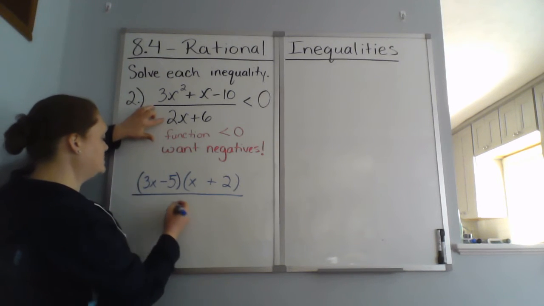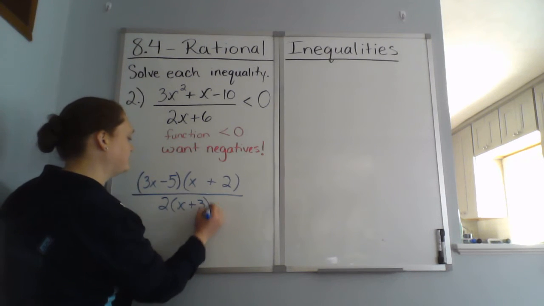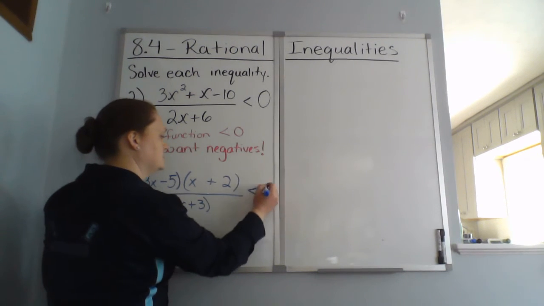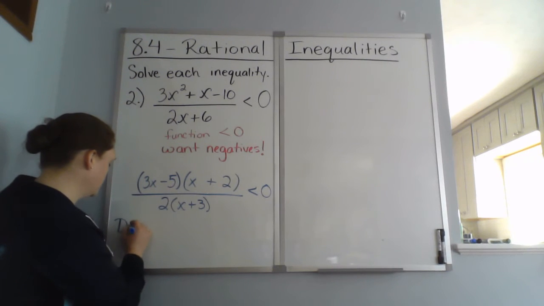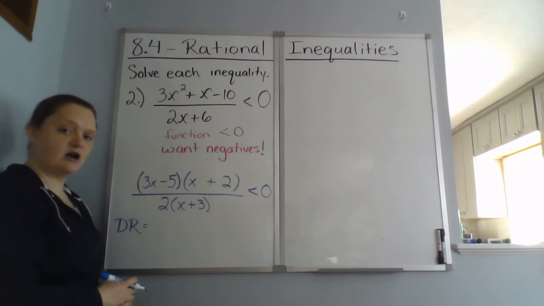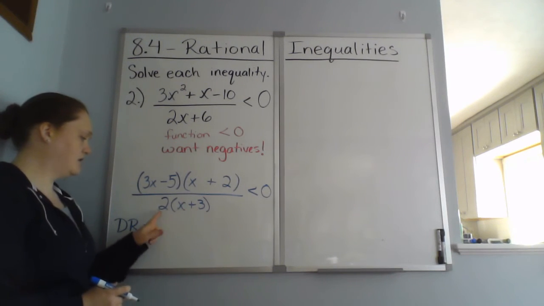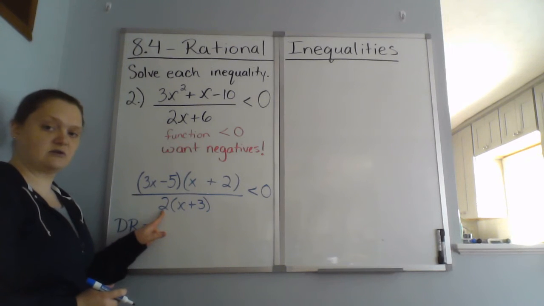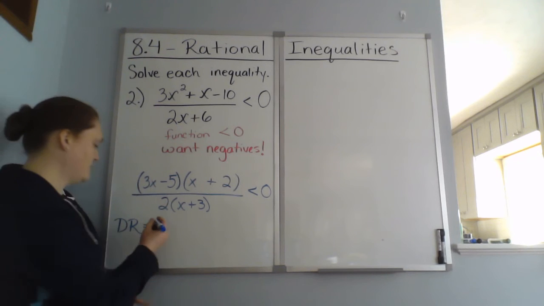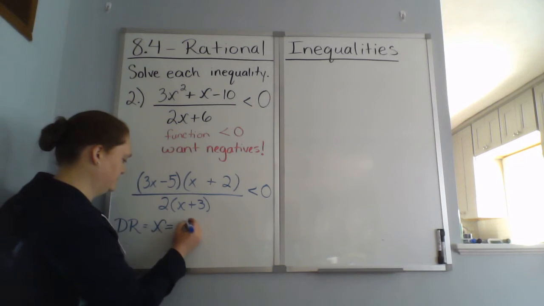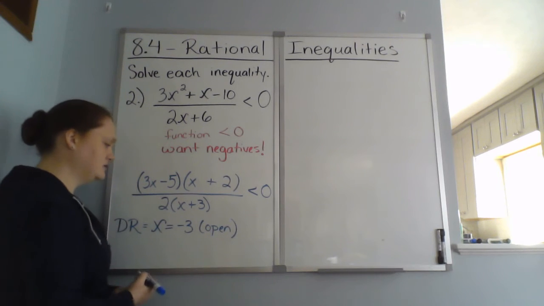The denominator has a GCF involved, so I can make that 2 times x plus 3. Keep in mind this is still less than 0. All right, so I'm going to shorthand things a little bit here. DR for domain restrictions. That's going to come from the denominator equal to 0. There's no variable in this part right here, so that doesn't factor in at all. But this is going to be x equals negative 3. So that's going to be an open circle there, because domain restrictions are always open circles.